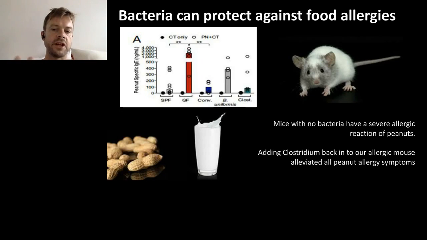If we reconventionalize those germ-free mice, that response goes away. They're no longer responding to the allergen. If we add in Bacillus uniformis, we actually don't see the protective effect. This type of bacteria doesn't offer a protection to a germ-free animal. If we take a germ-free animal and we just add clostridial organisms, particularly Clostridial cluster 14A, we see a significant reduction in the response of that animal to a peanut allergen. So those Clostridial organisms are protective against the peanut allergen.